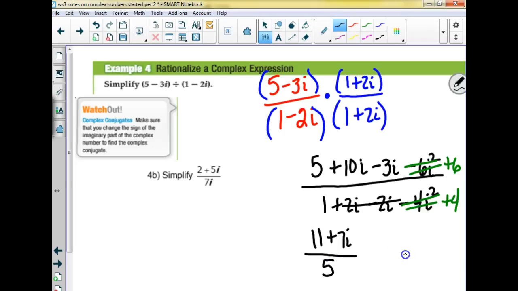Where did I lose you, Maura? Were you lost? I saw a confused look. Okay. This is okay with me.